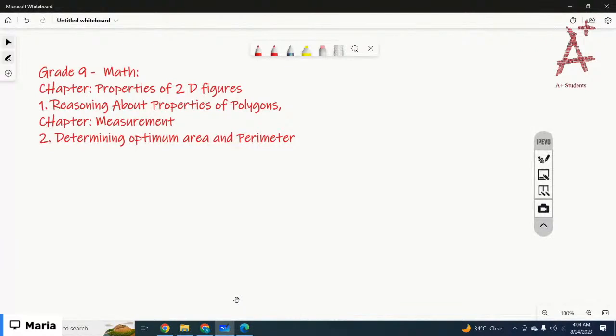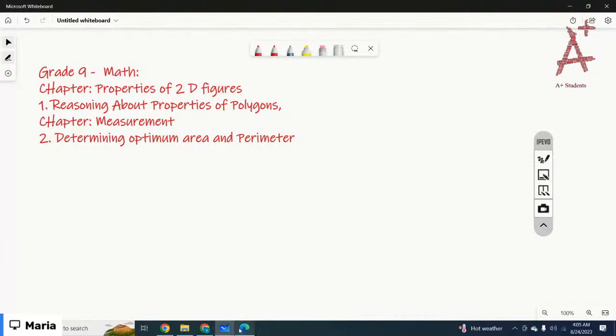So we're working on the book Principles of Mathematics Grade 9, chapter 6, that is properties of 2D figures, and the lesson we're going to cover from the chapter is reasoning about properties of polygons. Then we'll start the chapter Measurement, and the lesson we're going to cover is determining the optimum area and perimeter. So let's start with the lesson reasoning about properties of polygons.